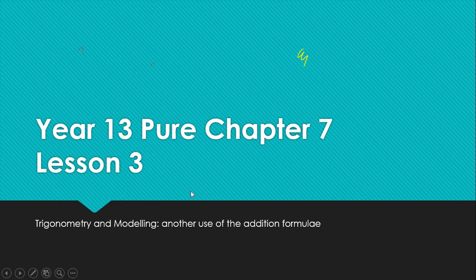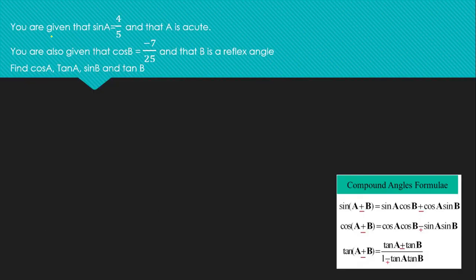Okay, we're carrying on with trigonometry and modelling, and today we are looking at another use of the addition formulae. Let's get cracking. So, you're given that sine of A equals 4/5 and that A is acute. Remember, you've always got sine of the angle or cos of the angle or tan of the angle.